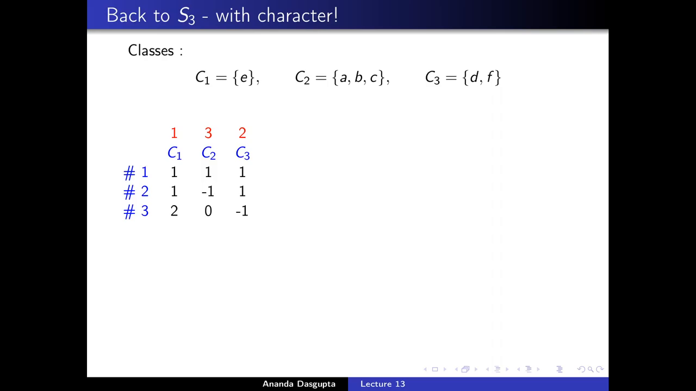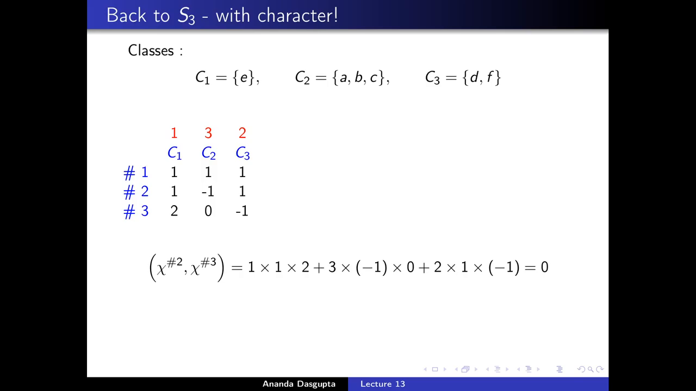simply because when you're going to multiply something like the vector chi2 with the vector chi3, as an example, what you have to do is multiply 1 by 2, of course, the characters themselves. But not only that, you have to weight it by the number of elements in that particular class. So since C1 has only one element, it's 1 times 1 times 2. Since C2 has 3 elements, you have to multiply 3 by minus 1 by 0. Minus 1 and 0 being the individual characters.